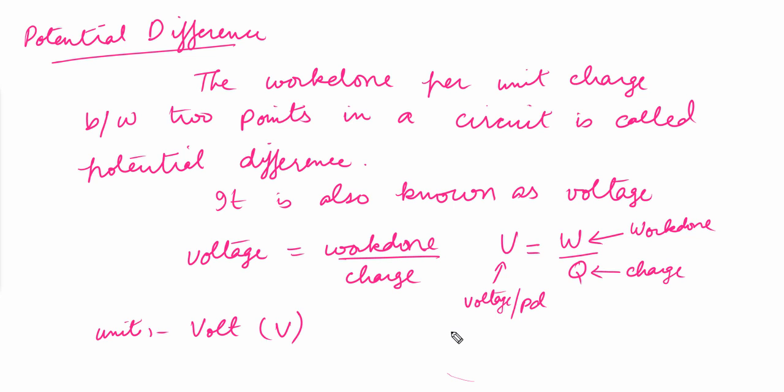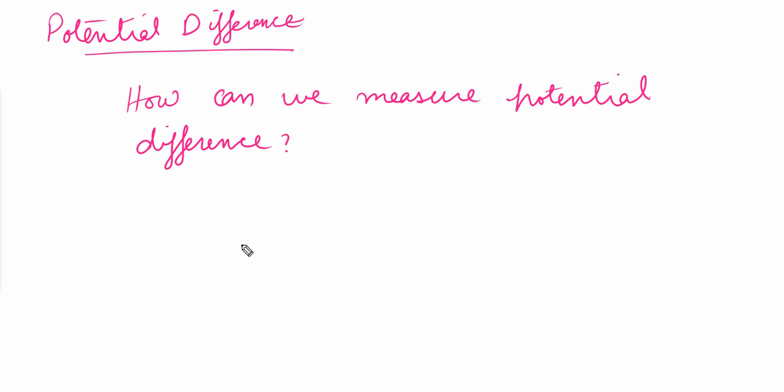Okay, now the next thing that we have to discuss in potential difference is the behavior of potential difference in a series circuit and in a parallel circuit. But before that we will see the instrument by which we can measure the potential difference. So how can we measure potential difference? We can measure the potential difference by an instrument called a voltmeter. The symbol for this instrument is like this, a circle with a V in it.